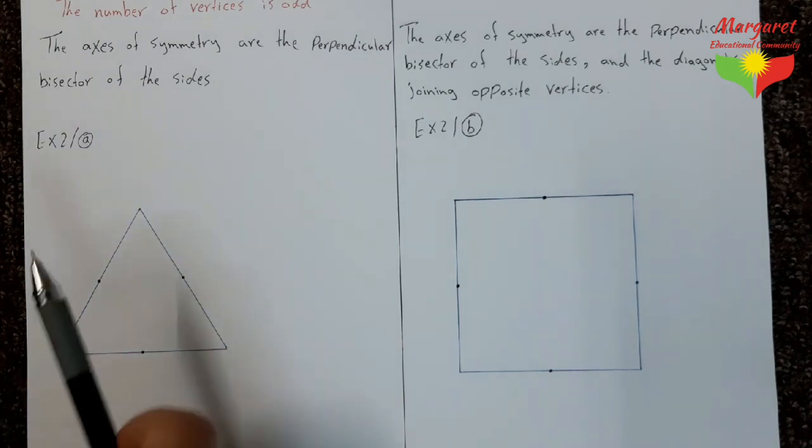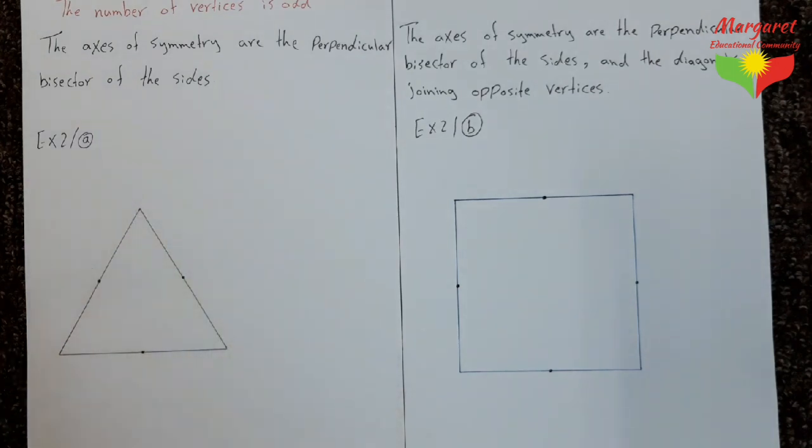A triangle has 3 vertices and 3 is odd. So we can say that join each vertex to the midpoint of the opposite side.